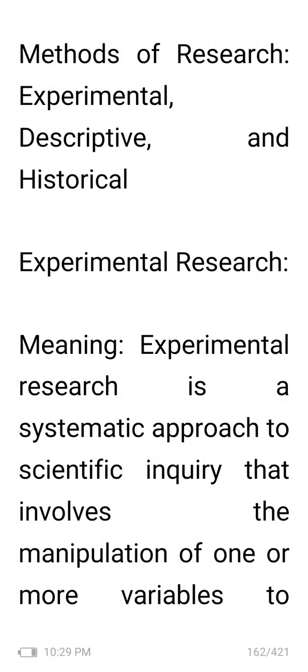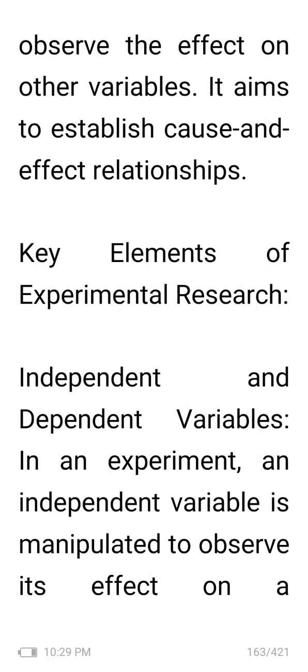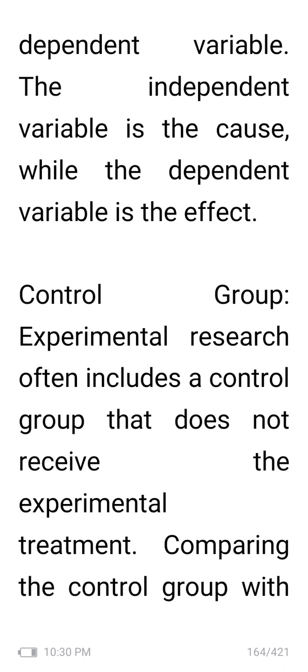Experimental research. Experimental research is a systematic approach to scientific inquiry that involves the manipulation of one or more variables to observe the effects on other variables. It aims to establish cause and effect relationships. Key elements of experimental research: independent and dependent variables. In an experiment, an independent variable is manipulated to observe its effect on a dependent variable. The independent variable is the cause, while the dependent variable is the effect.